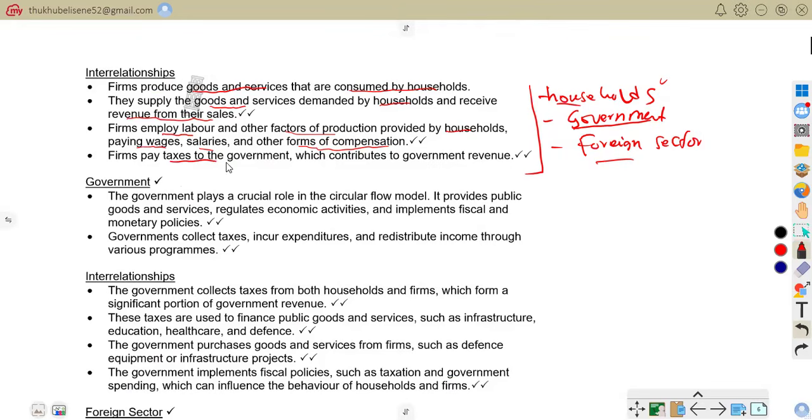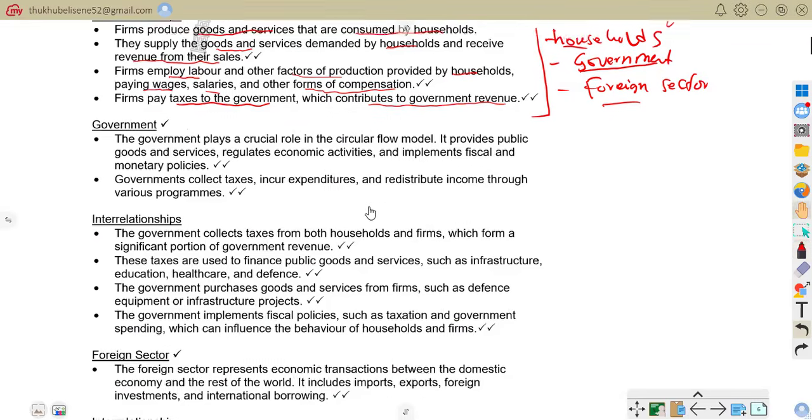Firms pay taxes to government. That's what you've talked about, which contributes to the government revenue. So now let us move on to government.